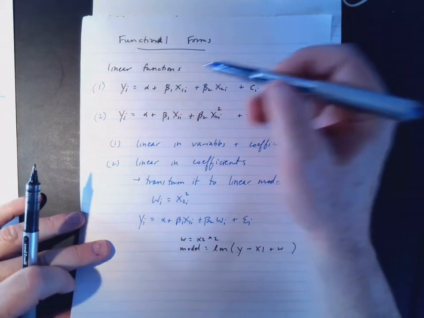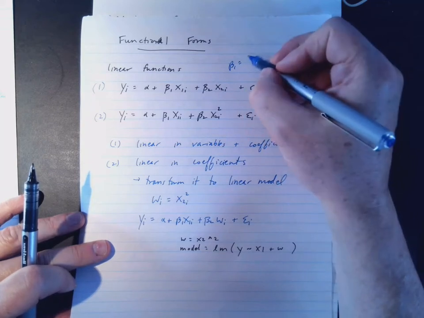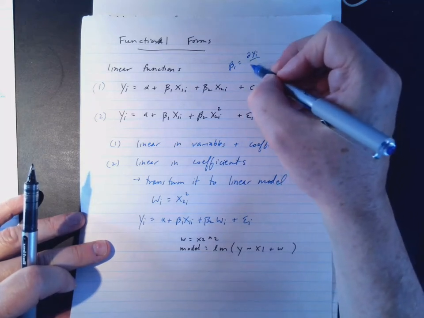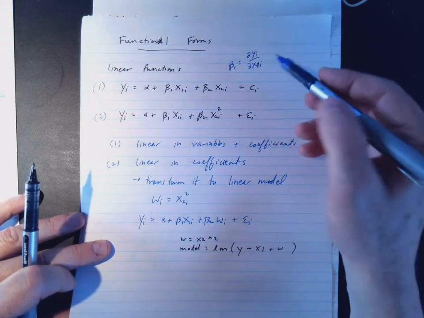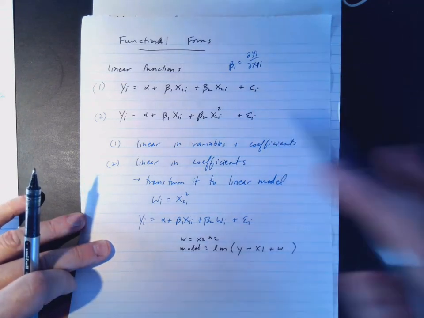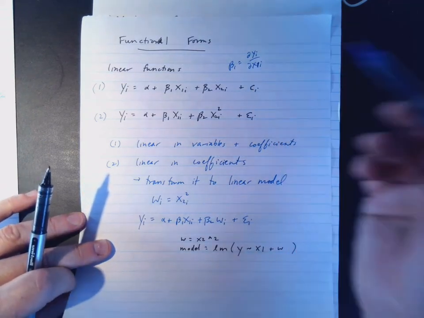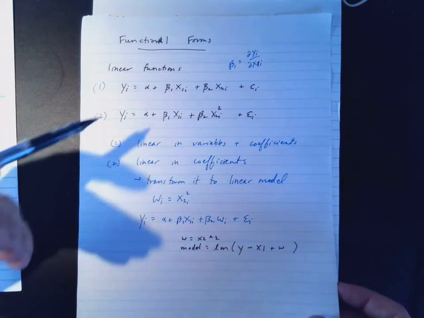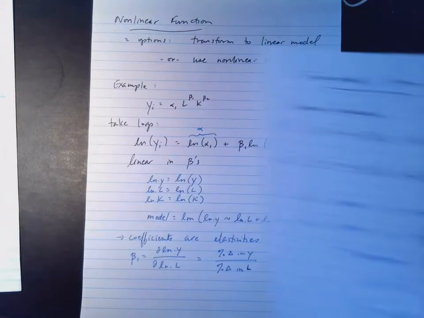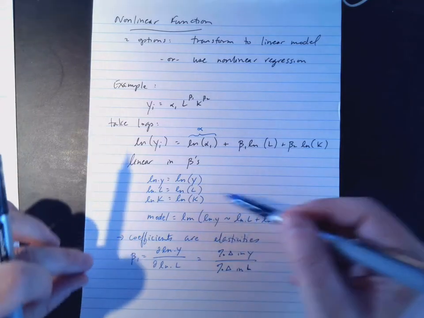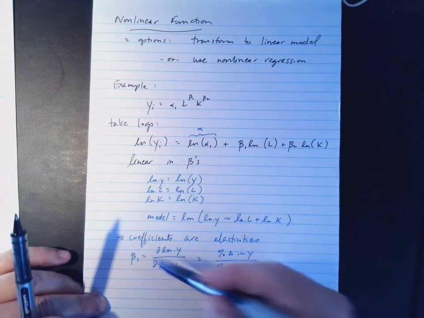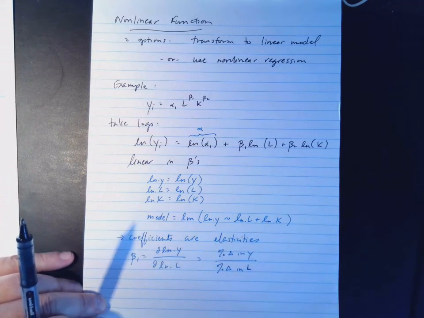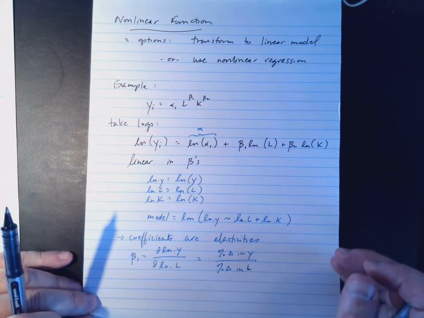Up here, beta 1 was the change in y for a change in x. So that's not an elasticity, that's a slope. That's just the first derivative, or the slope of y with respect to a change in x. But when we take logs and we take the derivative of the log of y with respect to the log of L, then we have to interpret the coefficients differently. So we're interpreting them as elasticities.